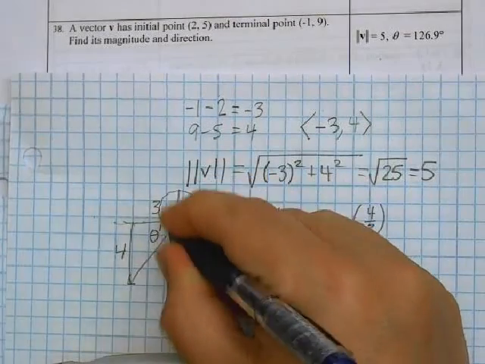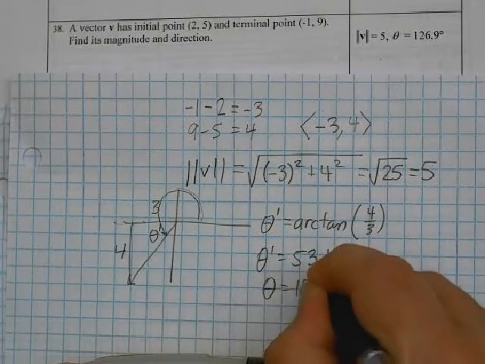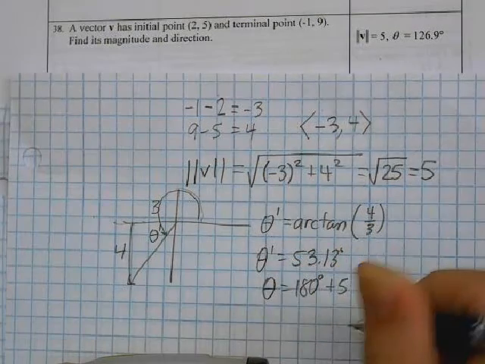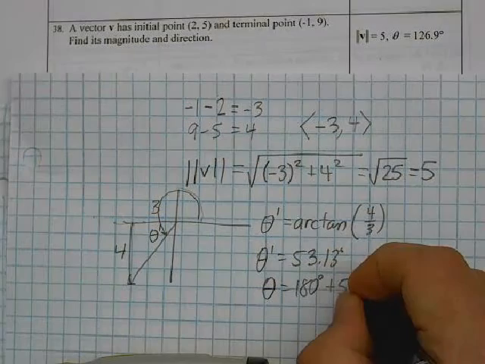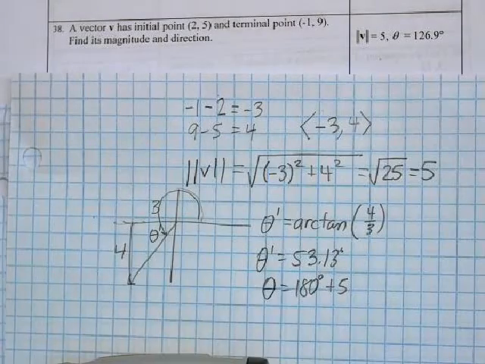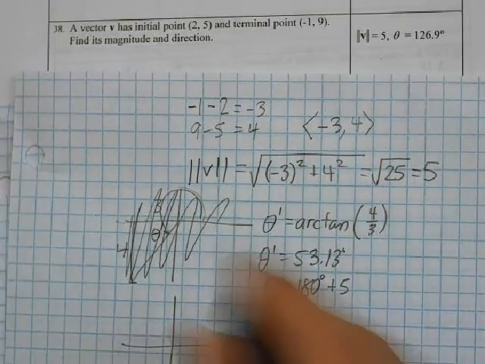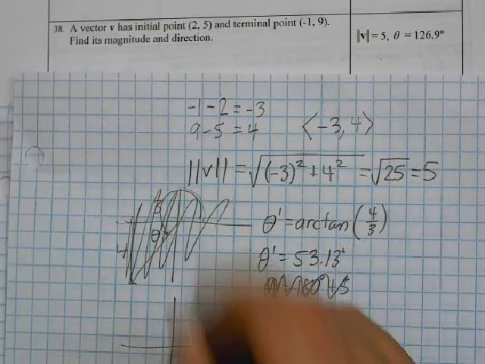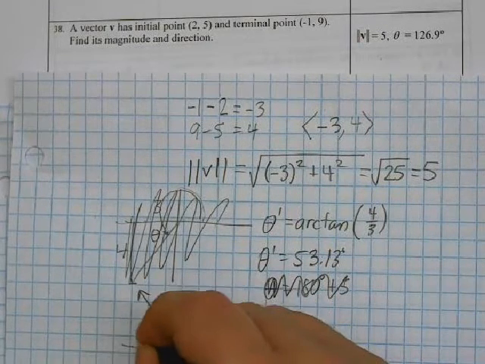So to find theta, I'll take the half rotation and add the 53. Oh boy. Okay, I'm sorry, guys. Another mistake. Let's try that again. -3/4 is up here. Yeah, you probably figured that out before I did.